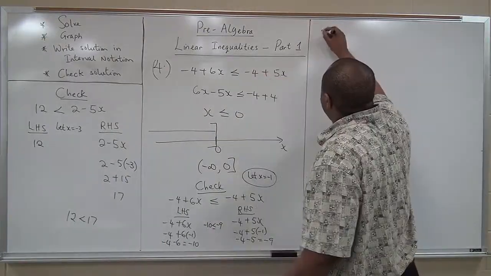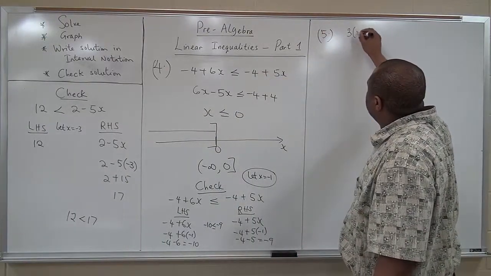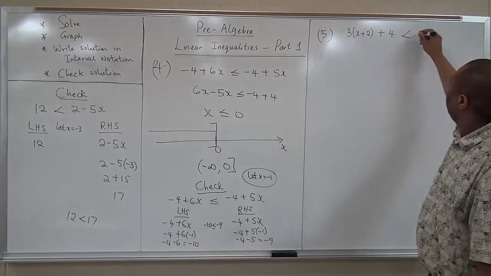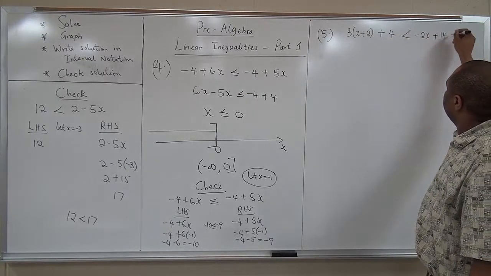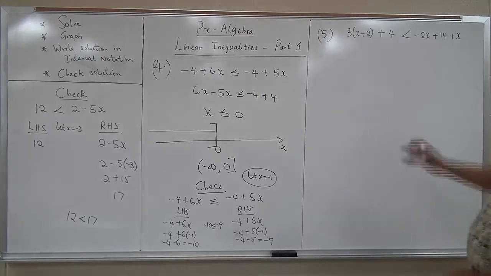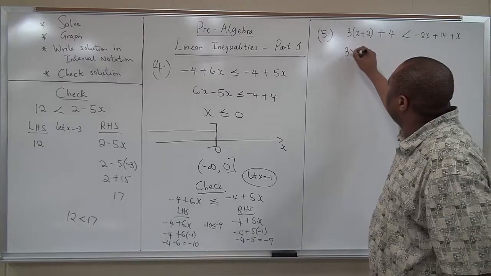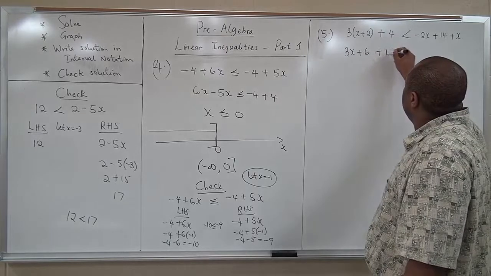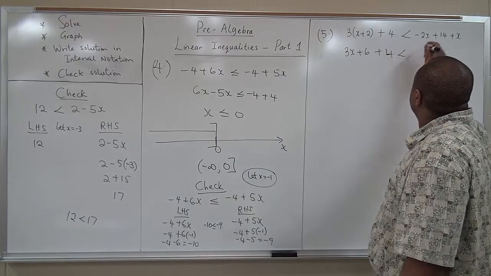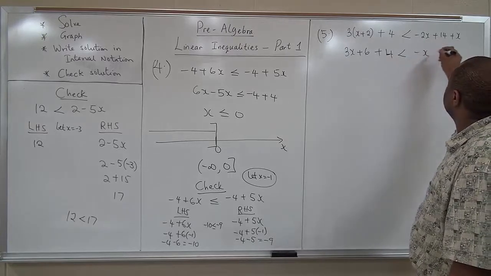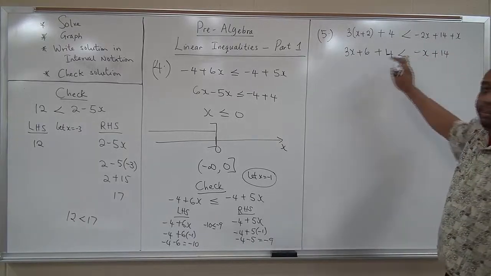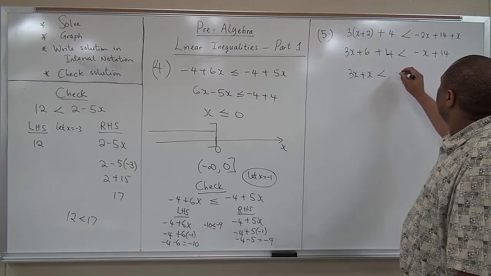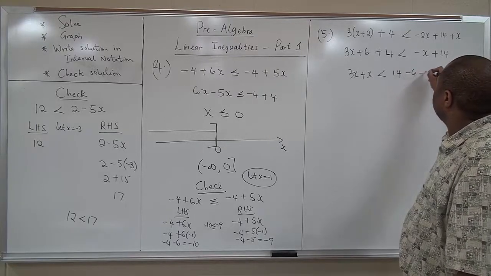Next question. Question 5. 3 parentheses x plus 2 close parentheses plus 4 is less than negative 2x plus 14 plus x. So we distribute this, this will be 3x plus 6. Please view the video on distributive property. And this is plus 4, is less than negative 2x plus x is negative x plus 14. Bring this over here, this will be 3x plus x is less than 14 minus 6 minus 4.